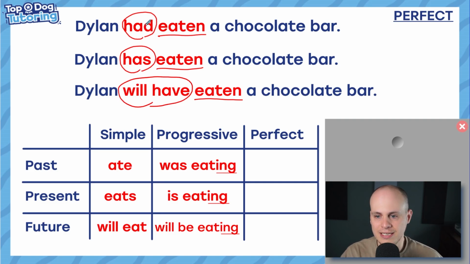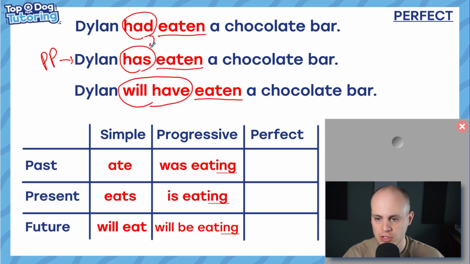Now you might be looking at this and rightfully thinking the first one sounds like it's in past tense. Dylan had eaten a chocolate bar. Fair enough. Sounds like the past tense. But you might also be thinking this present perfect sentence also kind of sounds like it's in the past tense, right? Dylan has eaten a chocolate bar. That sounds like that's already happened. And you'd be absolutely right to question that. It does sound like it's already happened, but it is still in the present perfect tense.